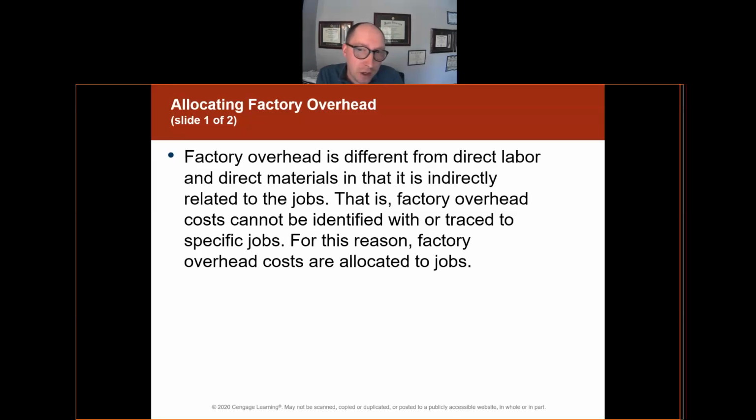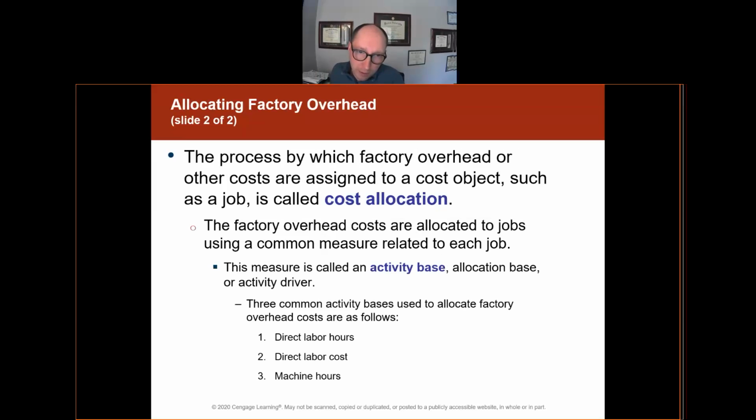Factory overhead is a lot different because we're talking about indirect expenses. We cannot directly trace indirect costs to a specific job. So therefore, we allocate it to factory overhead. There's a couple of ways that we allocate factory overhead. We call this cost allocation. It's where we assign cost to cost objects. We learned a little bit about this in Accounting 201, the activity-based costing, but we're going to learn more about it today.